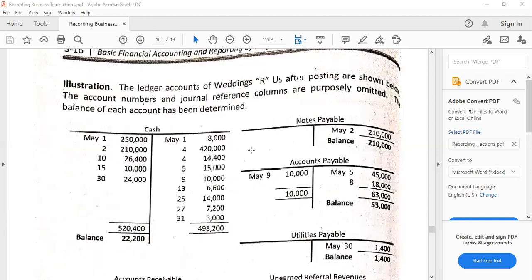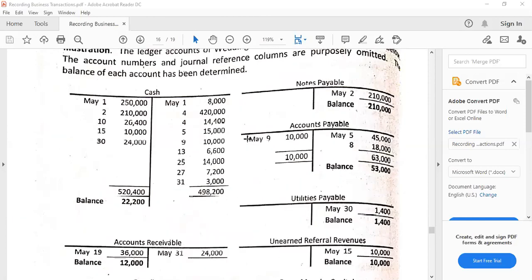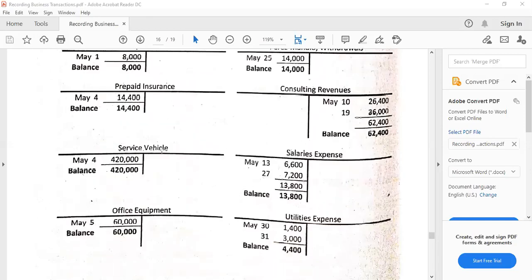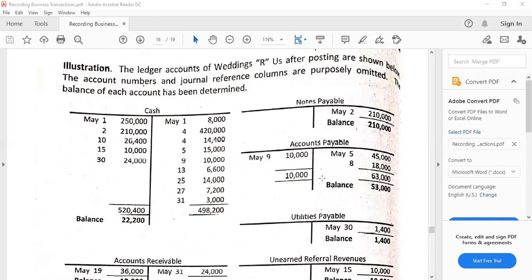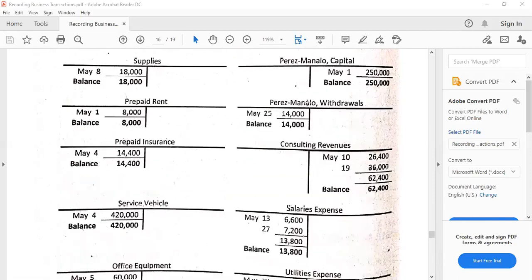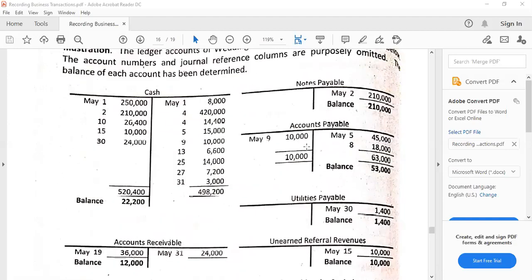Let's continue. So here are the T accounts of the company. If you can notice, they're arranged actually from assets, so cash, down to office equipment, liabilities, notes payable up to unearned referral revenues, capital. So assets 1, liabilities 2, capital 3, withdrawals, we can label that under 3, so that's going to be 3.1. Consulting revenues, that's going to be 4, and expenses would be 5. So they are also arranged.